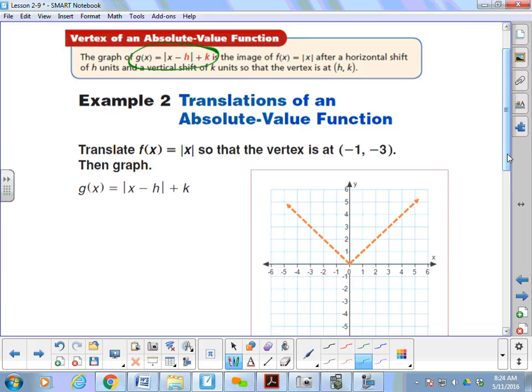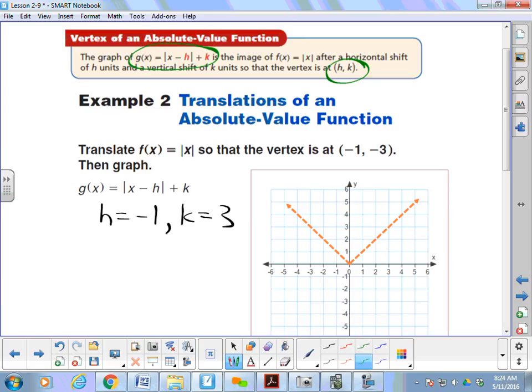Okay, we're going to move it to the left 1 and down 3, right? Okay. So in this case, h is equal to -1 and k is equal to 3. So whenever you see a vertex, they say, hey, here's the vertex. That means that that's h and k. Okay. The x value of the vertex is h, the y value is k.